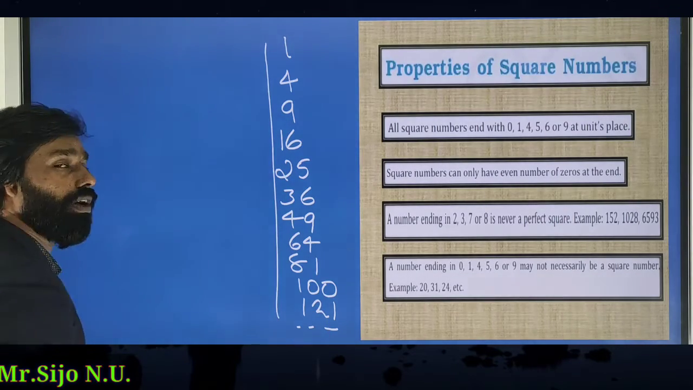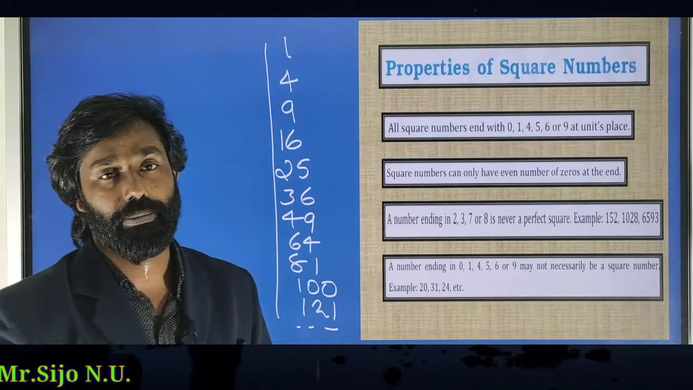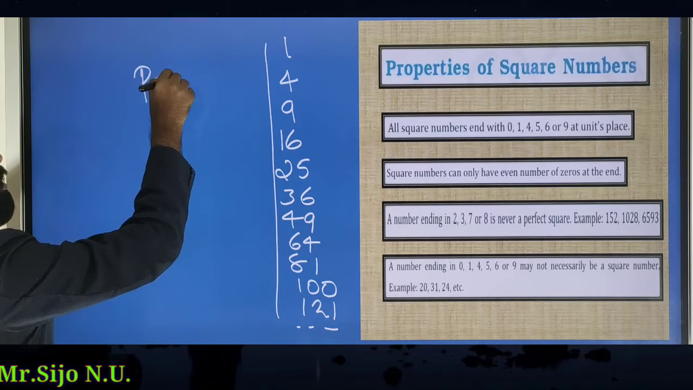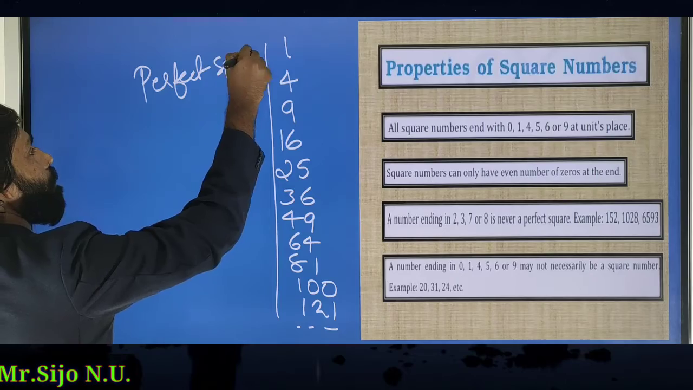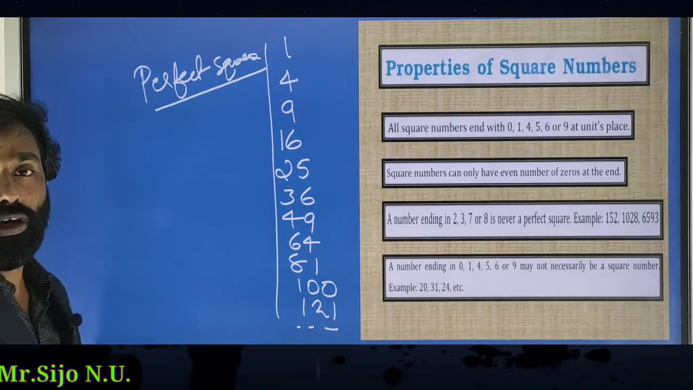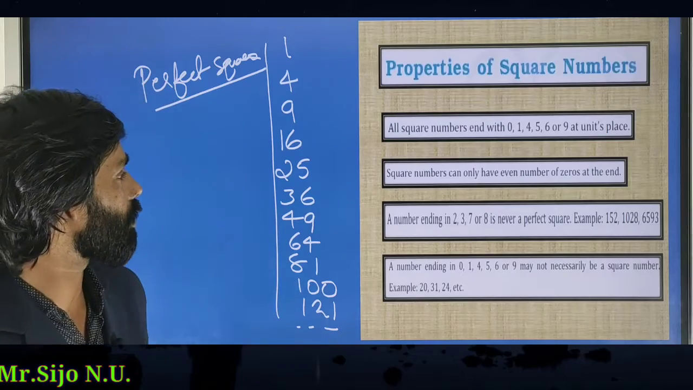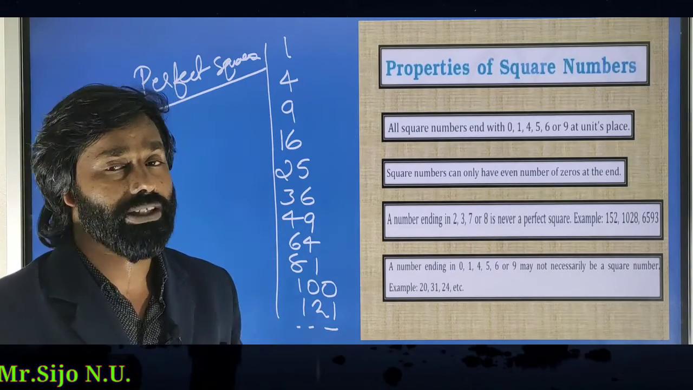These numbers are called square numbers, or we can call them perfect square numbers. These numbers are called perfect squares, or square numbers. Now we are going to learn some properties of these square numbers or perfect squares.